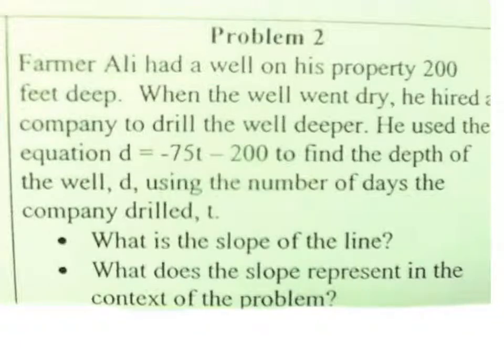Moving on to number 2, we have Farmer Ali. So he has a well starting out 200 feet deep, and he hired a company to start drilling it deeper and deeper because it ran dry. So use the equation and find the depth of the well, d, using the number of days, t. And so the slope is the number right here with the variable, which is negative 75. And in context of the situation, our well was 200 feet deep, and each day it's an additional 75 feet, so that's how far they're drilling down each day.